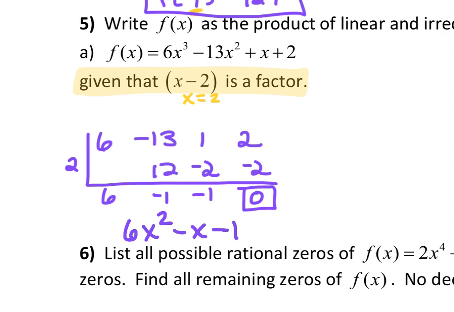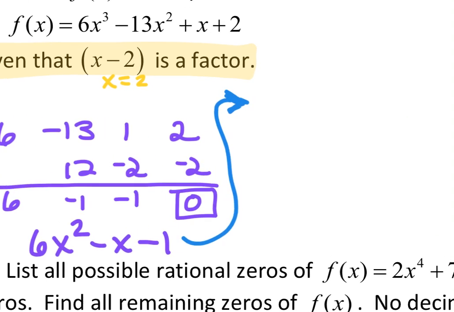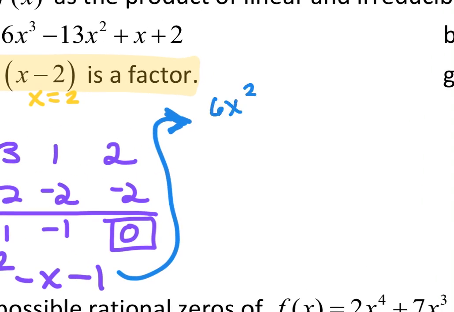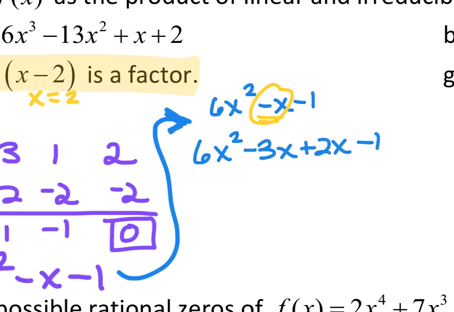And you want to factor that. So here, I'm going to factor that right here. 6x squared minus 1x minus 1. And 6 times negative 1 is negative 6. And so I want two numbers that multiply to negative 6 and add up to this negative 1 here. And that would be negative 3 and positive 2. And so I'm going to replace that term, the negative x, with minus 3x plus 2x. So 6x squared minus 3x plus 2x minus 1.